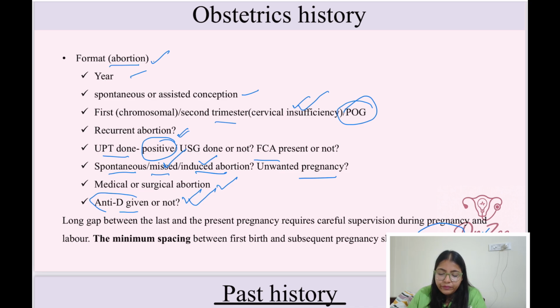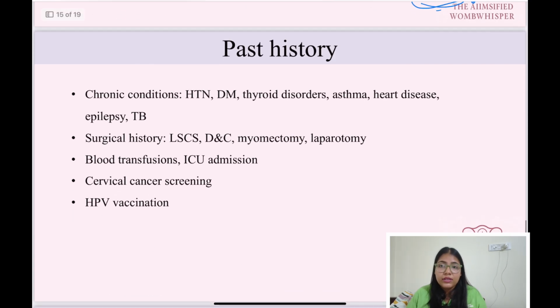Okay. In past history, you ask about some chronic condition like hypertension, diabetes, thyroid disorder, asthma, heart disease, epilepsy, TB, because all these conditions may lead to some or other complication in the pregnancy, and this should be managed well, otherwise it is harmful for both the mother and the baby.